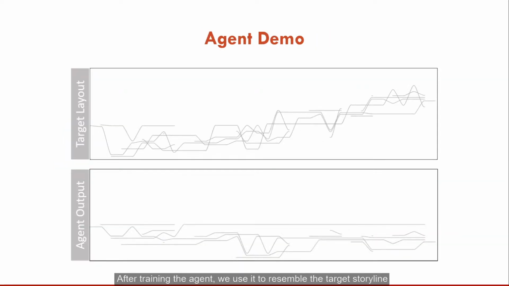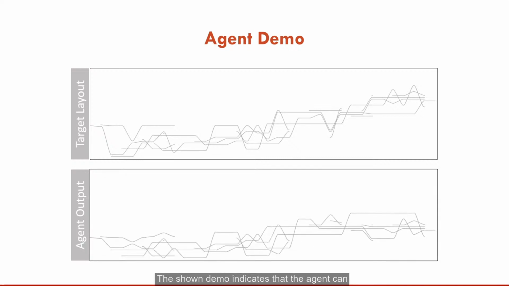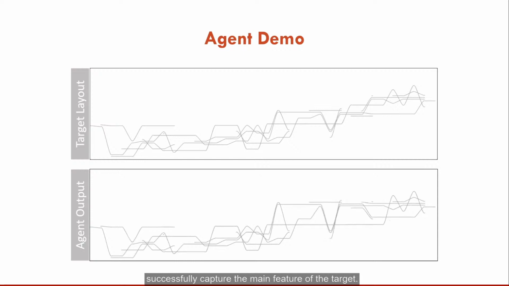After training the agent, we use it to resemble the target storyline, which follows a stair-like trend. The demo shows that the agent can successfully capture the main feature of the target.